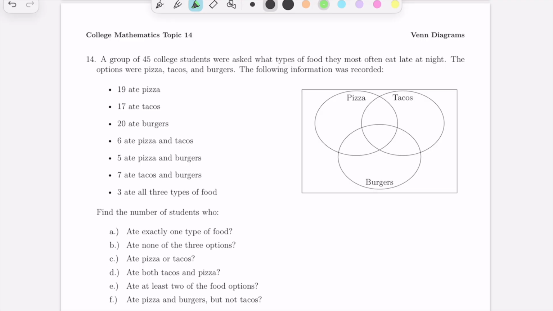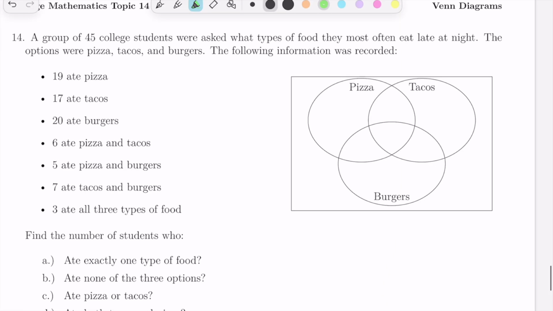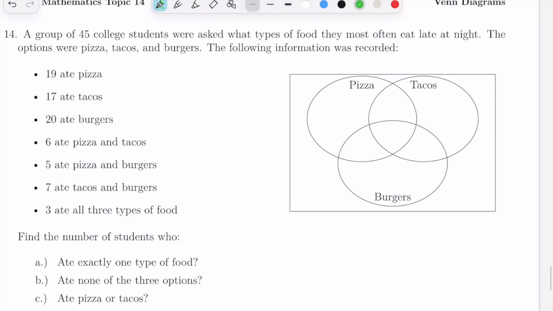Next, we have a group of 45 college students who are asked what type of foods they most often eat late at night. The options are pizza, tacos, and burgers. Let's go ahead and we'll try to fill this in. Remember, we should start in the middle. I'm going to start with this one here in the middle. Also going to use blue because I think I prefer that. 3 people ate all types of food. That's where I want to start.